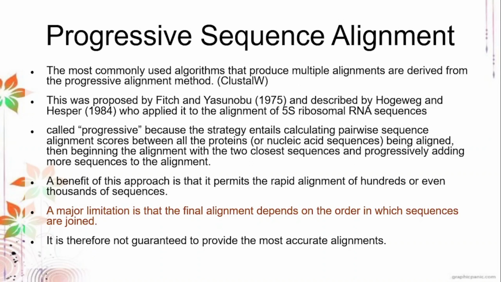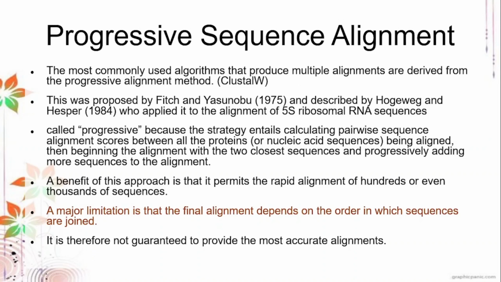So for example, if you have sequence A, B, C, D, and E, and the two closest sequences are apparently sequence A and B, you first create an alignment with A and B, and then you add the one that is next closest to them. Let's say it's sequence E. So you add sequence E, and then you add the next closest. Let's say it's sequence C, and then finally up until the last closest sequence. So this is the progressive sequence alignment.